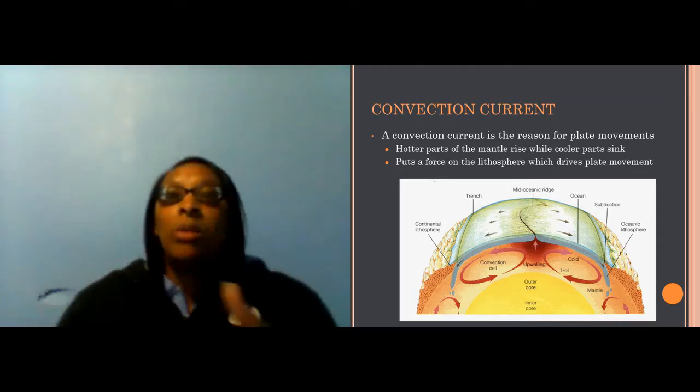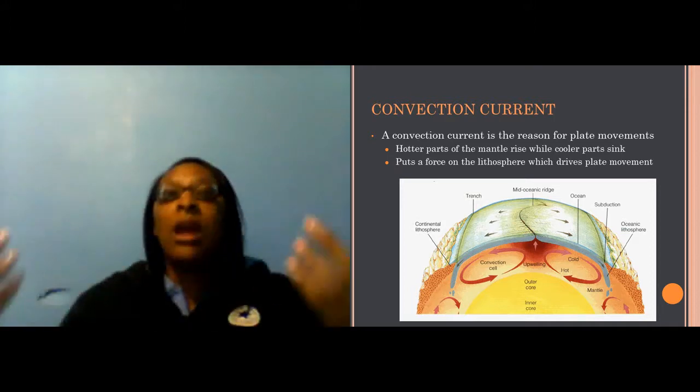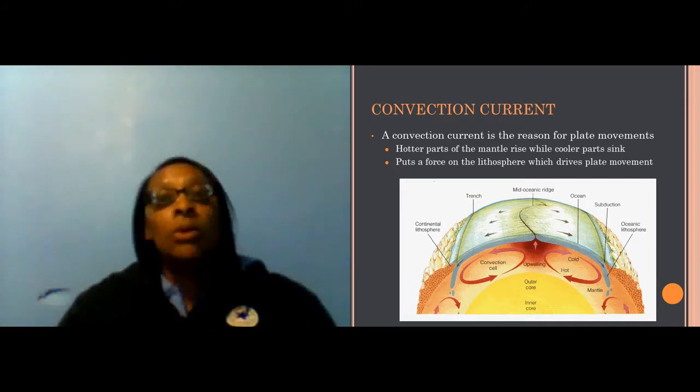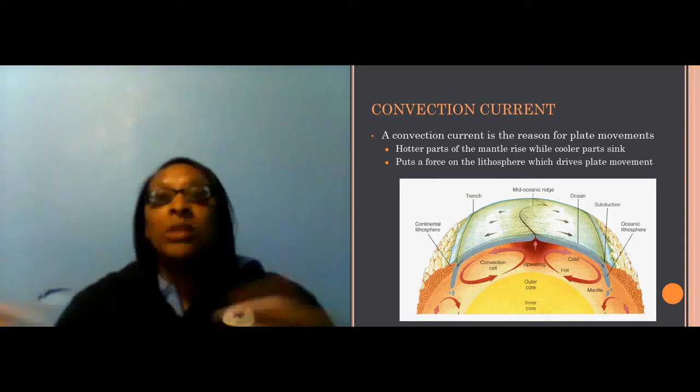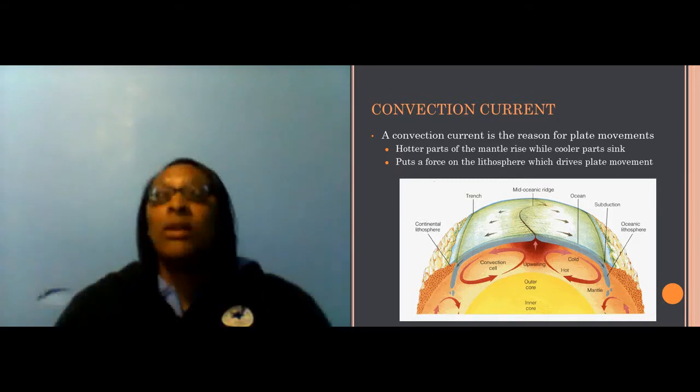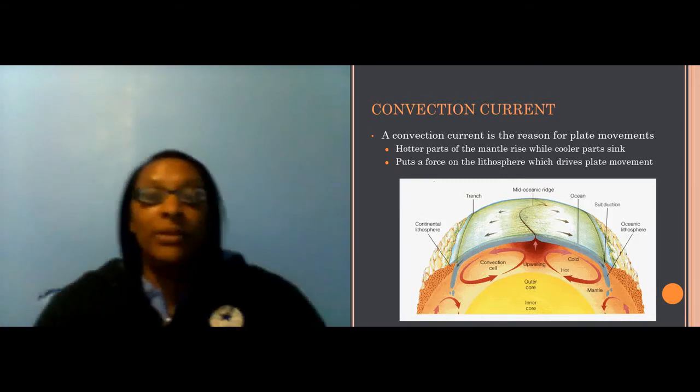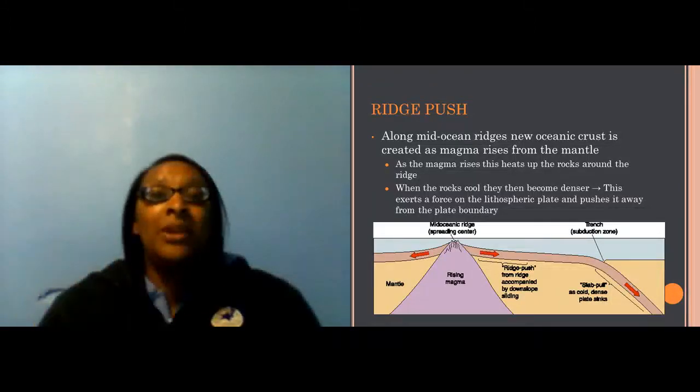So when it comes to the harder parts of the mantle, it's the same thing. Hotter parts of the mantle rise while cooler parts sink. And this puts a force on the lithosphere that drives the plate movement that we have. All right, stop, copy your notes.